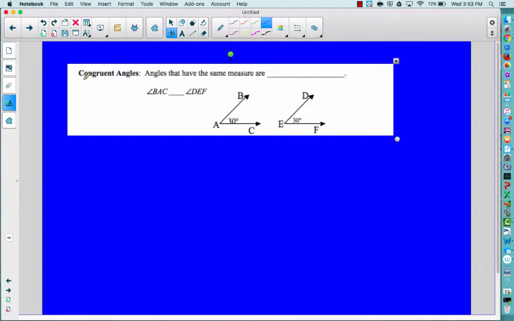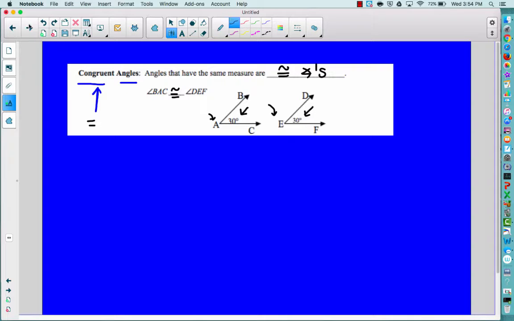There are things called congruent angles. There's that word congruent again. I told you we're going to use it all year. Congruent is another name for equals. So angles that have the same measure are congruent angles. So in this case, we look at it. Angle BAC, you can see the vertex is A. DEF, the vertex is E. They both have a measure of 30 degrees. Because they are 30 degrees, that makes them congruent angles.